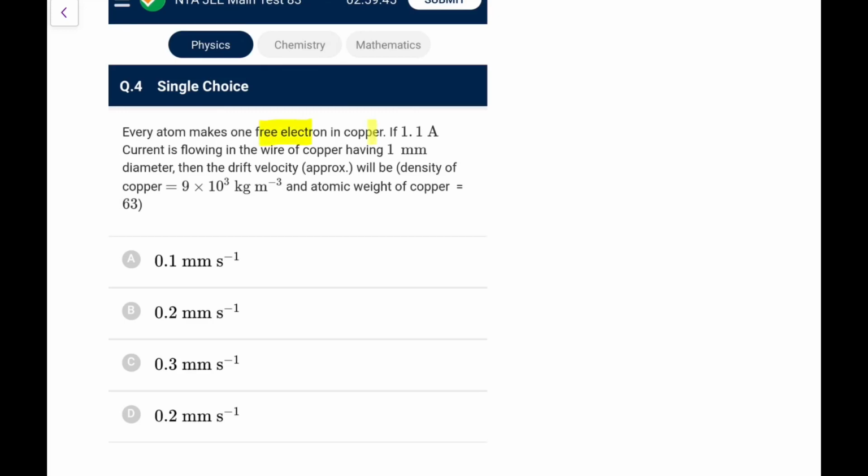Every atom makes one free electron in copper. If 1.1 ampere current flows in the wire having 1 mm diameter, then the drift velocity will be? So what would be the drift velocity? Just look at the data. I is given, area is given, that is pi into (0.5 into 10 to the power minus 3) whole square. And you have to find the v_d, that means you have to also find n. Now what is n? Number of free electrons per unit volume.